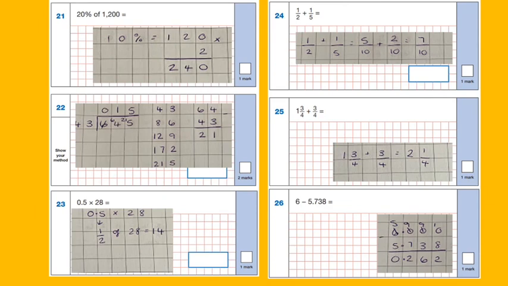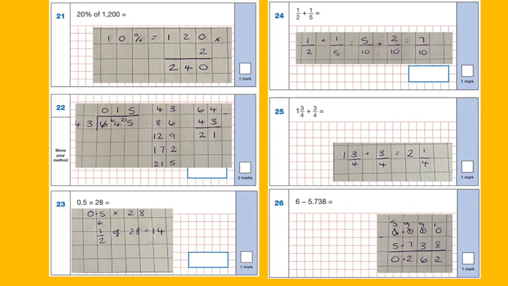The next question, 0.5 times 28. It really is just asking you to find half of that number. If you imagine 1 times 28 would be 28, and 0.5 is half of that, so it is asking you to basically find half of 28, which is 14.